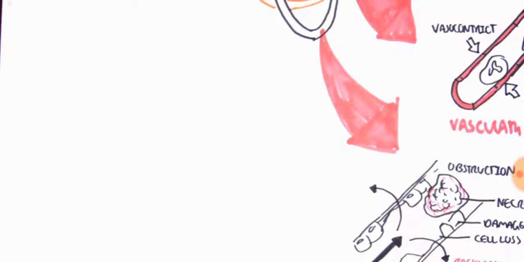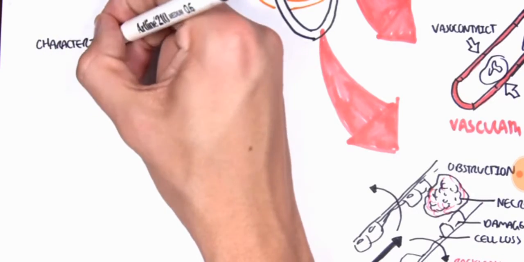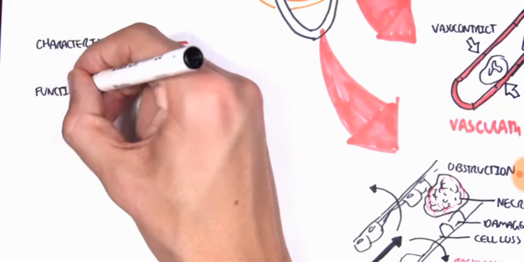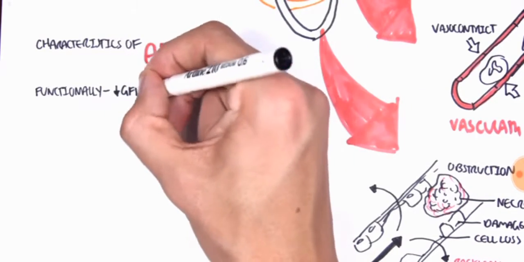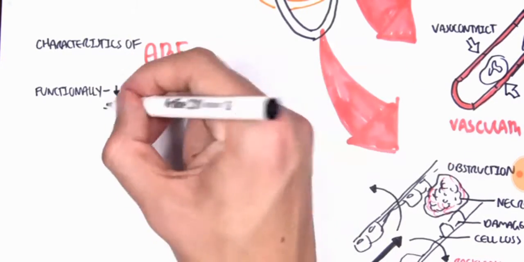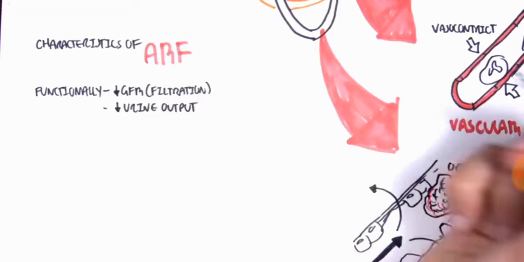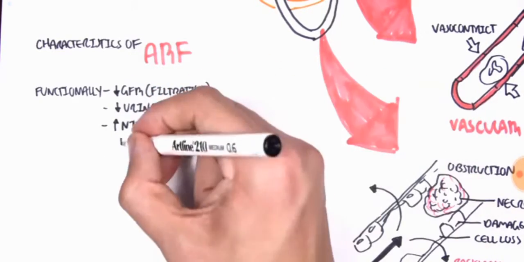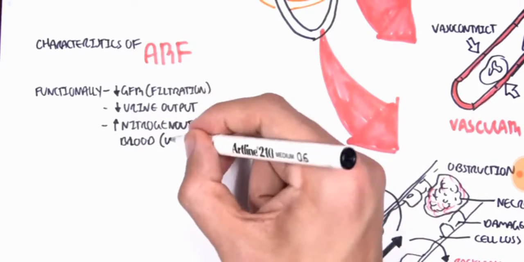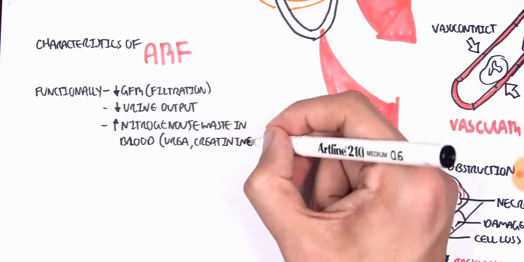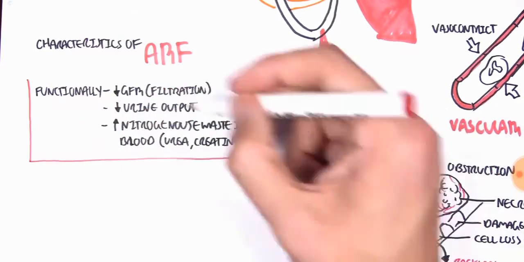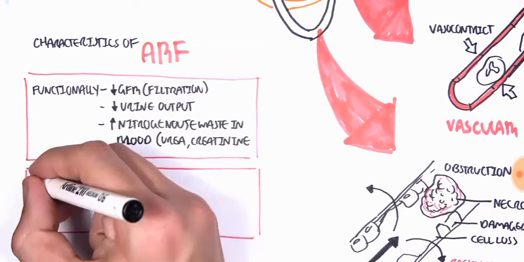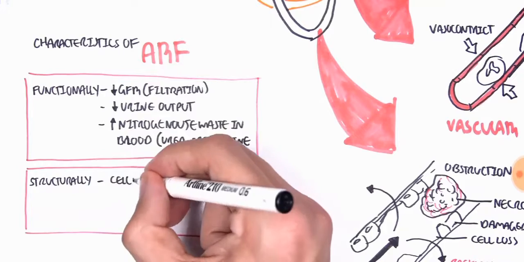Okay, so now just quickly going over the characteristics of acute renal failure. Functionally, we have, remember, a decrease in GFR, the filtration. This will lead to a decrease in urine output, and we will have, as a result of some problems in the tube, an increase in nitrogenous waste in the blood, such as urea and creatinine. And this is what we can use to measure acute renal failure, the severity.